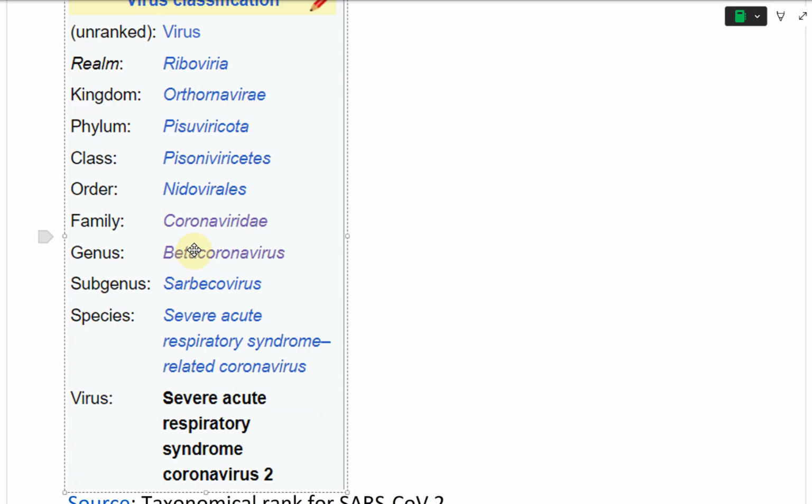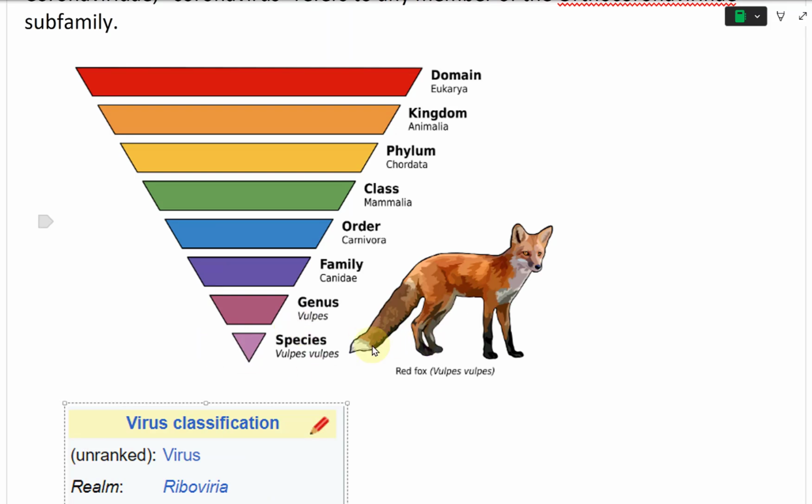Then you have the family, which is Coronaviridae. Then you have the genus, Betacoronavirus. And then the subgenus, Sarbecovirus. And then you have the species, which is back to, this would be like the red fox.